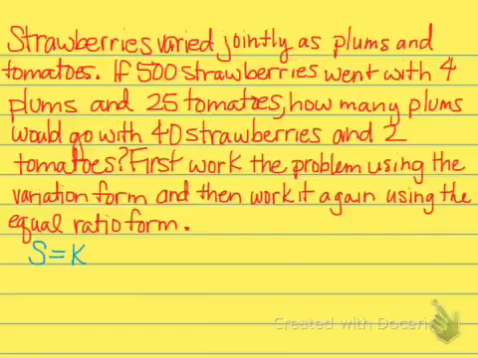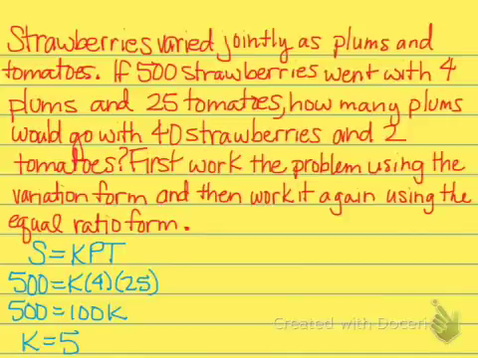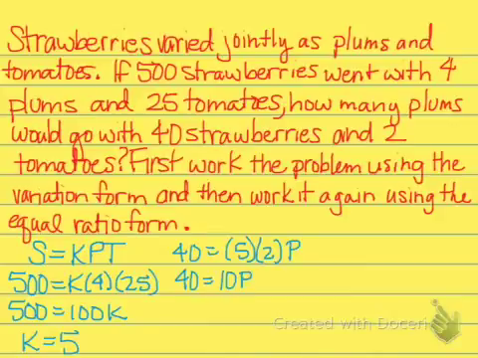So, strawberries varied jointly as plums and tomatoes. So it's just a straight across equation. Then we can plug in S is 500, P is 4, T is 25. So 500 equals 100K, K is equal to 5. Then we come to the next part. It says how many plums would go with 40 strawberries and 2 tomatoes. So we know K is 5, 40, 2, and we don't know what plums are. 5 times 2 is 10, so we have 40 is equal to 10p, so the number of plums is 4. Now that's our variation form.